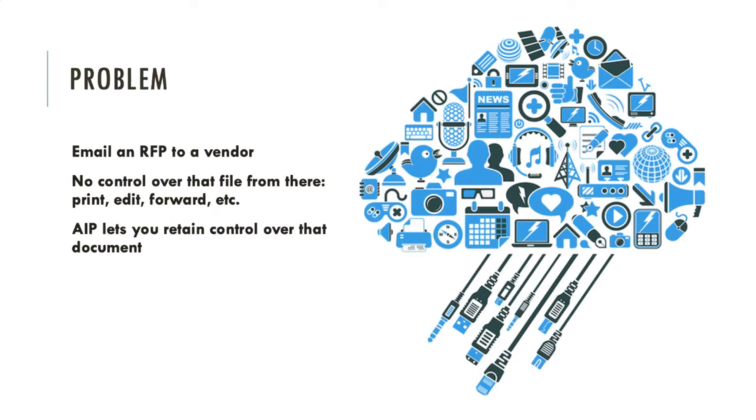Well, you don't want that vendor to be able necessarily to print it out or certainly to forward it on because it might contain sensitive information. It might contain the bottom line price, and so you don't want a competitor to know what price they have to undercut in order to win business. So you have no control over that file from there in a traditional environment. AIP, however, lets you retain control over that document.